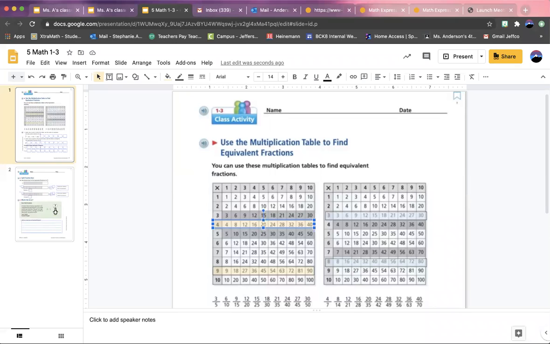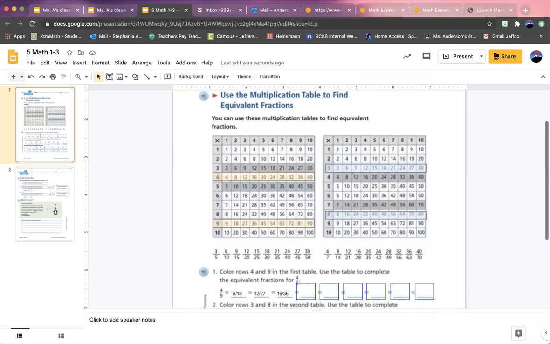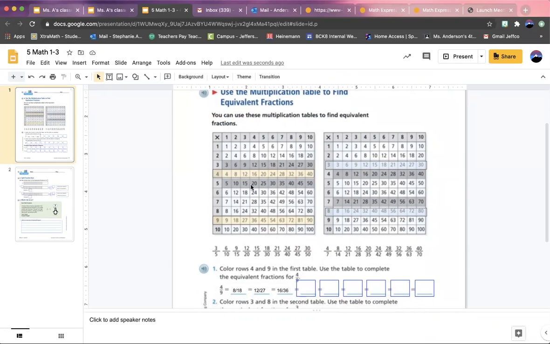Good morning, fifth graders. I wanted to give you a quick lesson on how to find equivalent fractions using the multiplication table. Yesterday, we did a lot of practice with multiplication and division to find our equivalent fractions. And today, we're actually going to use the table to help us find these equivalent fractions. So it says that you can use the table to find equivalent fractions.